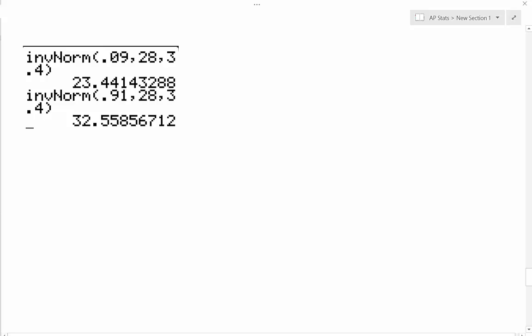I hope that all makes sense, and good luck with all your calculations. Remember, always sketch the curve so you're absolutely clear whether you're talking about a left tail area or a right tail area, a left bound or a right bound.